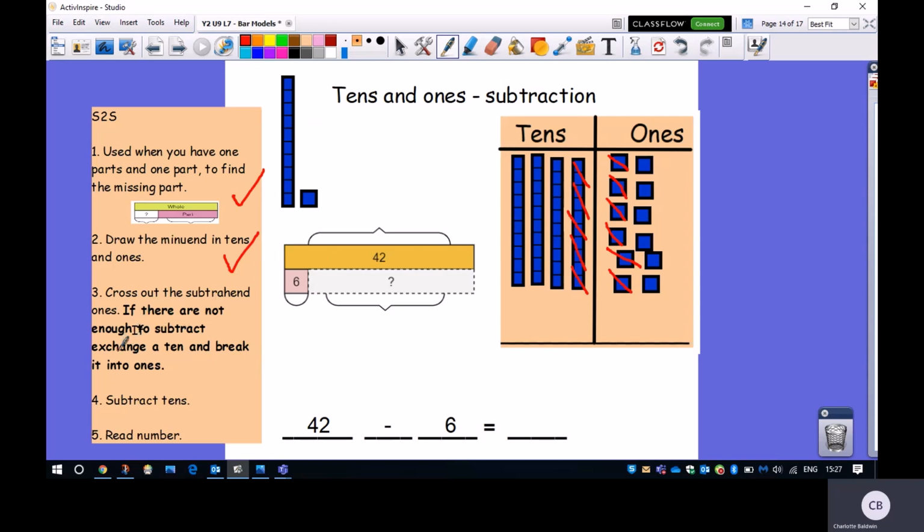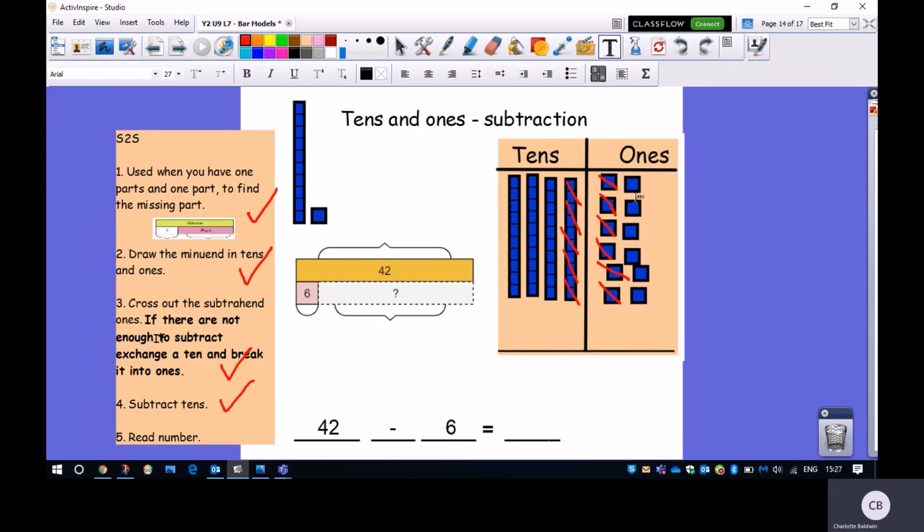So if there are not enough to subtract, exchange a 10 and break into ones. I've done that, I've exchanged a 10 and I've broken it into the ones. I've then subtracted the remaining ones. And now I need to subtract the 10s, but there aren't any 10s. So I've subtracted the 10s because there aren't any. Now I can read the number. So I've got 1, 2, 3, 4, 5, 6 ones, and 1, 2, 3 10s. So the answer to 42 take away 6, the missing part, is 36.